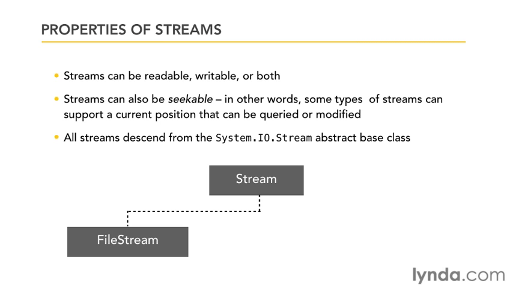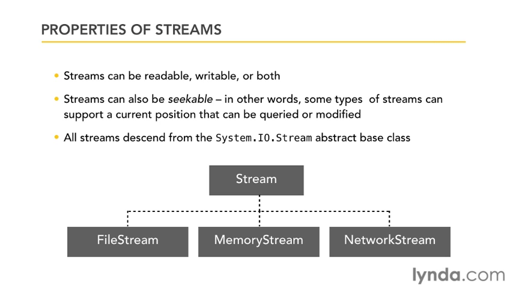This is a class for working with physical files on the disk. There's also the memory stream, which is locations located somewhere in the computer's memory. There's the network stream. This is used to move information across the network.